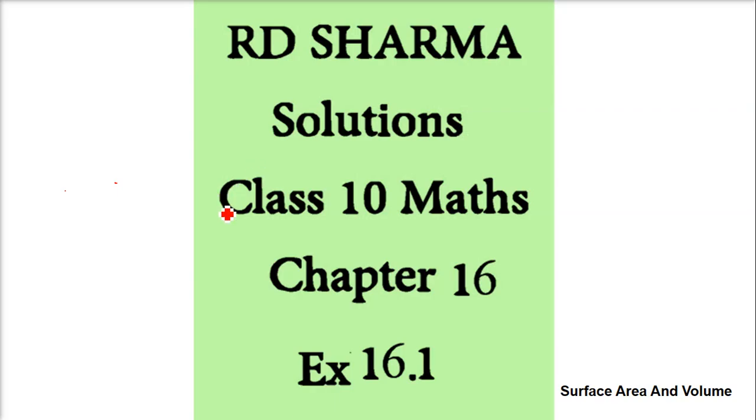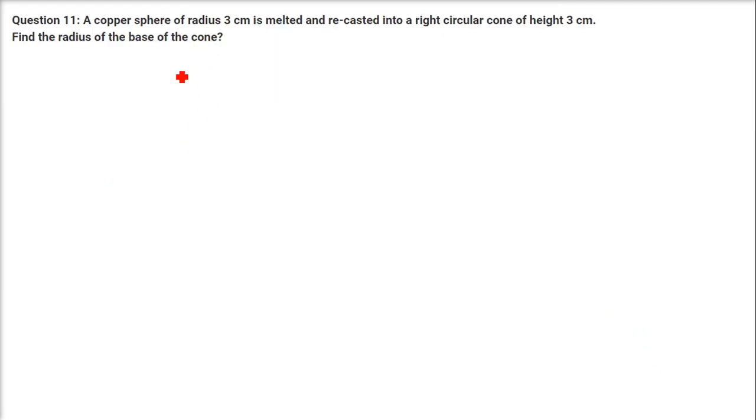We are taking R.D. Sharma Solutions, Class 10 Maths, Chapter 16, Exercise 16.1. This is of surface area and volume. A copper sphere of radius 3 cm is melted and recasted into a right circular cone of height 3 cm. Find the radius of the base of the cone.